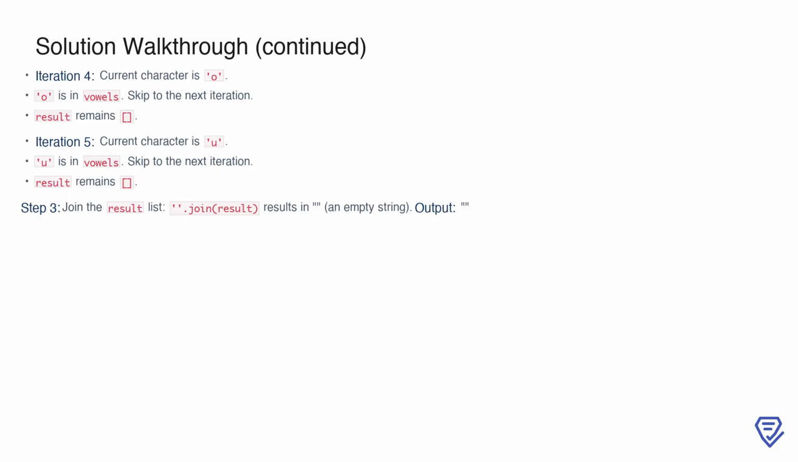At this point, we have iterated through the entire string, and the result list is still empty because every character in the input string was a vowel. To generate the output, we join the result list into a string. Since the result list is empty, the join method produces an empty string as the output. This means the input string AEIOU with all vowels removed results in an empty string, which is the final output.